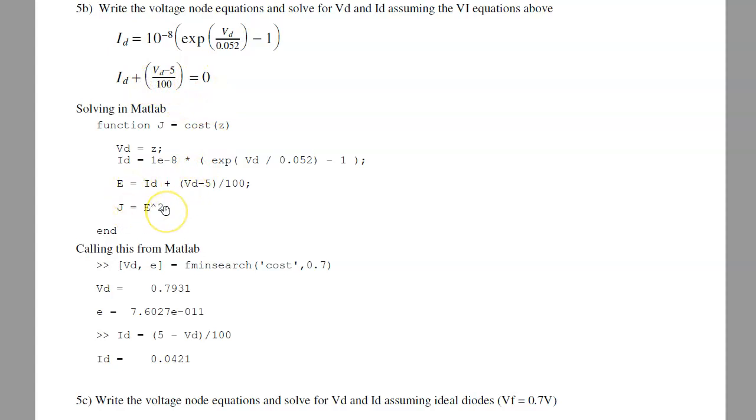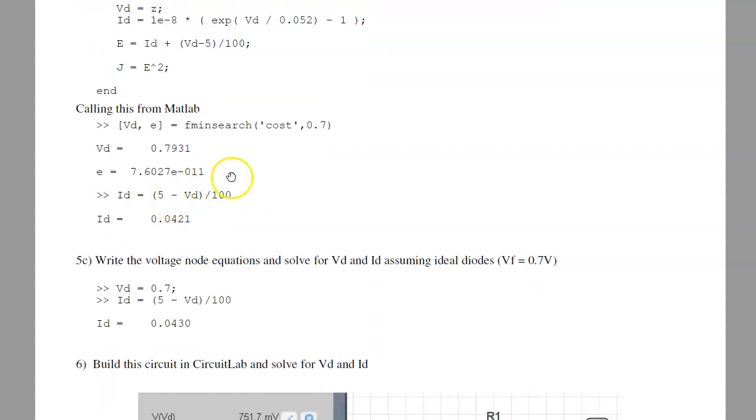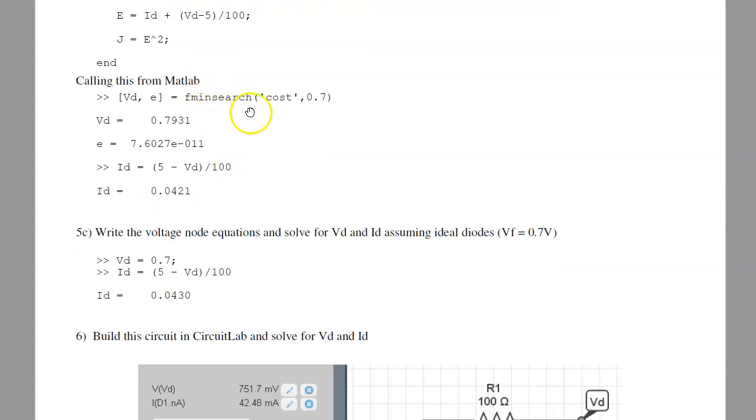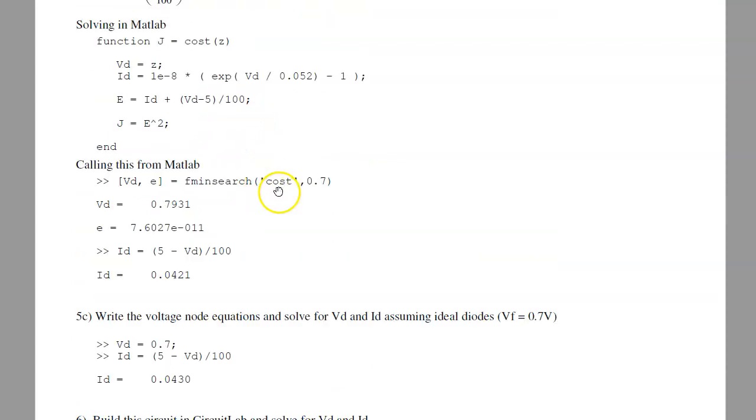And J is the error squared. The voltage that minimizes J will be the solution. For MATLAB, I can try that using the function fminsearch. I'm going to minimize this function with the original name cost. My initial guess is 0.7 volts. And it iterates and finds out that the answer is actually 0.7931 volts.